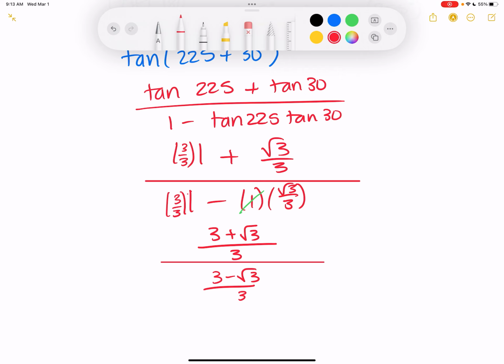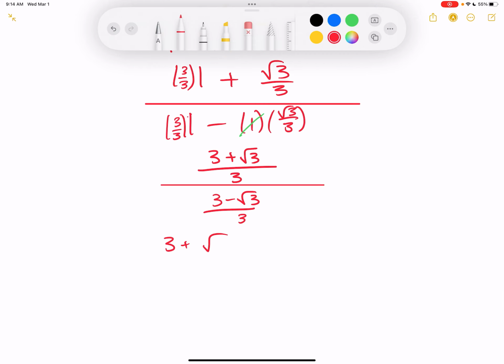So when we divide by a fraction, we multiply by the reciprocal, keep, change, flip. So I now have 3 plus the square root of 3 over 3 times 3 over 3 minus the square root of 3. Now, sometimes people get cancel happy and think that 3 plus the square root of 3 and 3 minus the square root of 3 cancel. They do not. Okay? The only thing that we are allowed to cancel are these 3's here. Because this stuff is being added and subtracted, you can't just cancel it away. Okay, but a lot of people think you can.